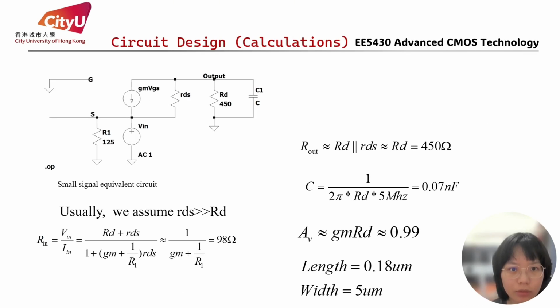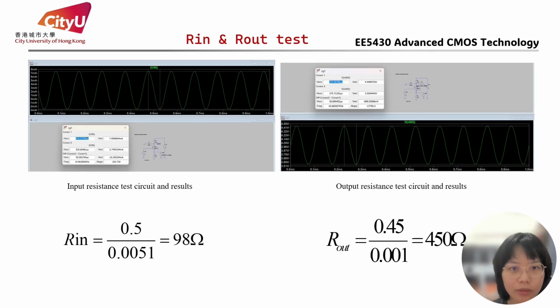This figure is the small signal equivalent circuit. Here, I assume that RDS is very large. Based on this, the results are shown. Then I design circuits to test the input and output resistance, and the simulation results were consistent with the theoretical calculations.